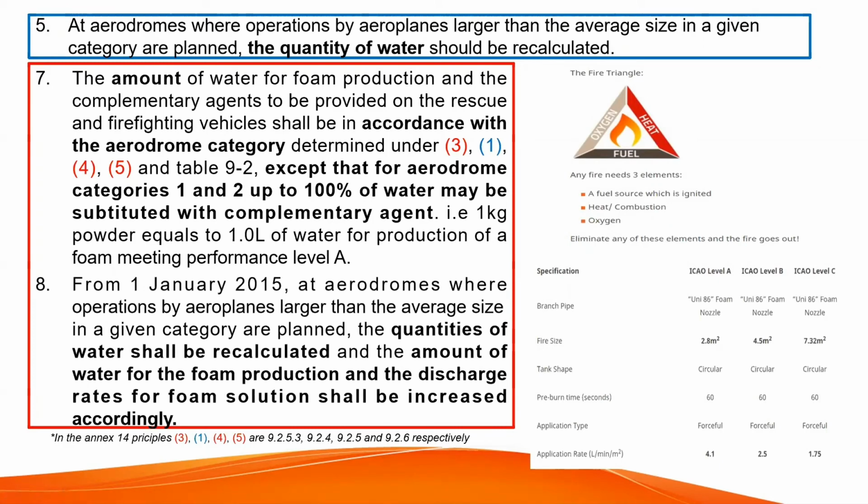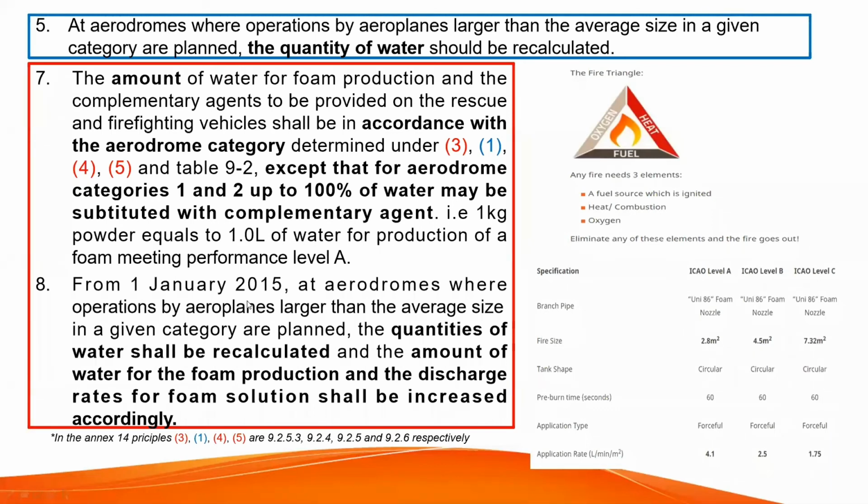So the amounts that they have are all assigned by a table, another table, table 9.2. There, in the red box, is an exception for categories 1 and 2, which means that the airport isn't that large. So 100% of water may be substituted with complementary agents. So they don't necessarily have to use foam in this case.